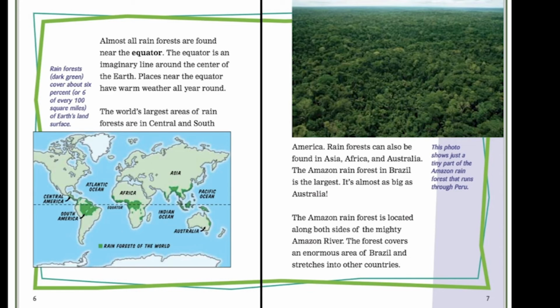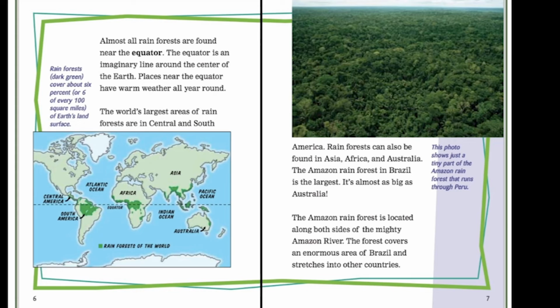If I look at the map, I can see that the key says rainforest of the world are highlighted in green. The areas of Central and South America have big areas highlighted in green. The map also shows me that there are other areas with major rainforest. Let's look on the next page.